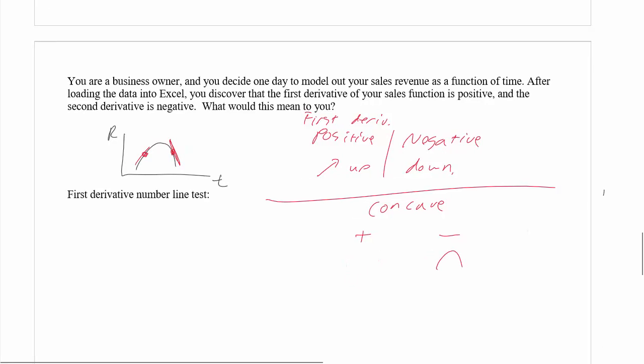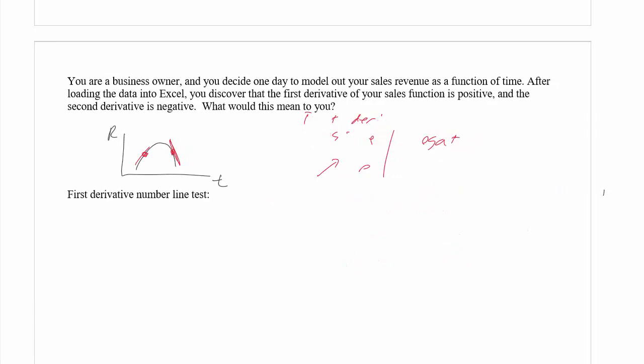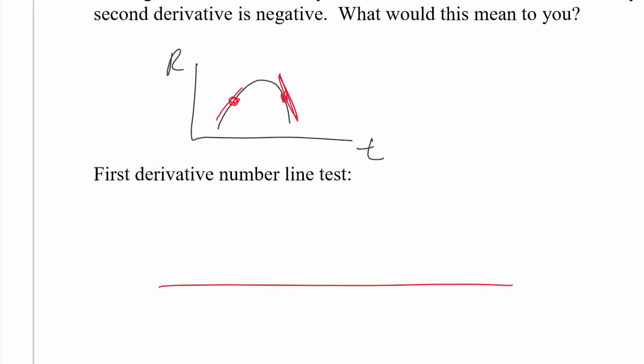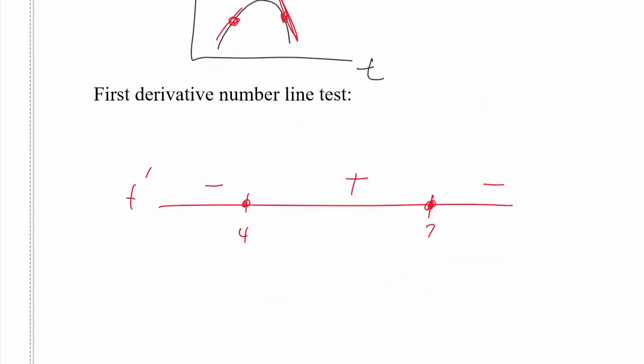Okay, so now let's build into here. What is the first derivative number line test? Well, we were doing these throughout the entire lesson. So you made your derivative just like we did previously, you found your zeros. Let's just pretend I got a 4 and a 7 were my zeros. And then I saw something like this: negative, positive, negative. The first derivative number line test is just interpreting your answers. What does this mean? My graph is going down, and now it is going up.